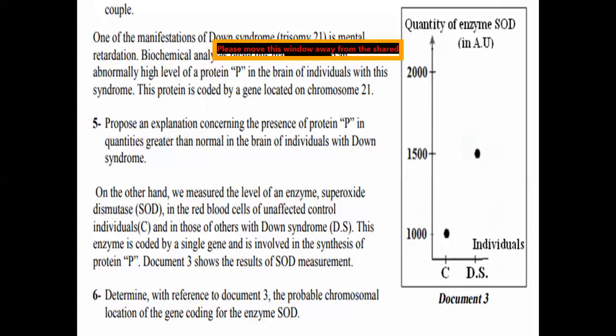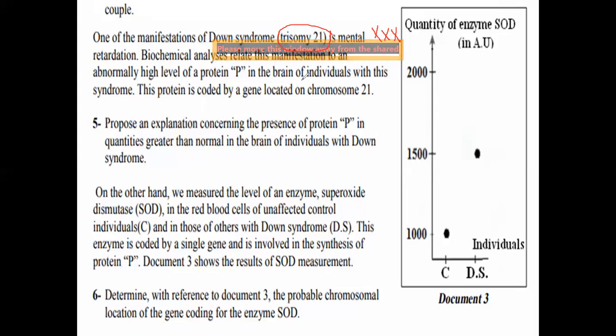First of all, we are talking about Down syndrome, so we are talking about trisomy 21. Whenever we talk about trisomy 21, we have three copies of chromosome number 21. The biochemical analysis relates this manifestation, this mental retardation, to an abnormally high level of protein P. This protein P is coded by a gene located on chromosome pair number 21.